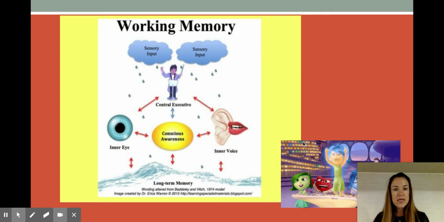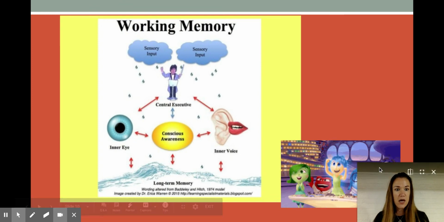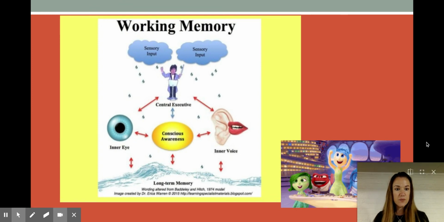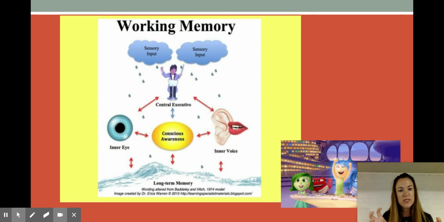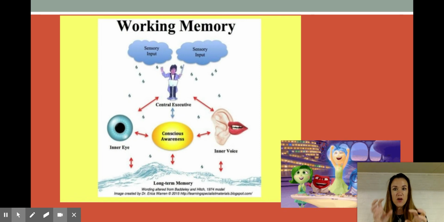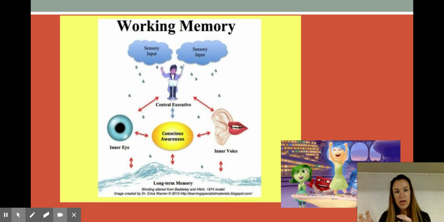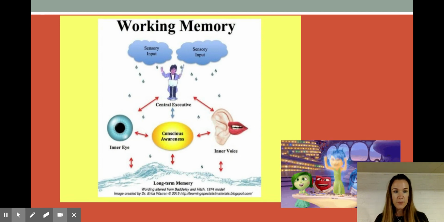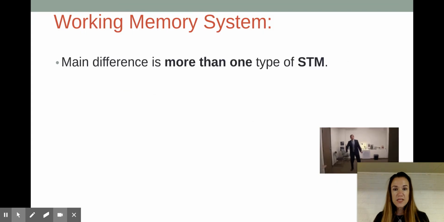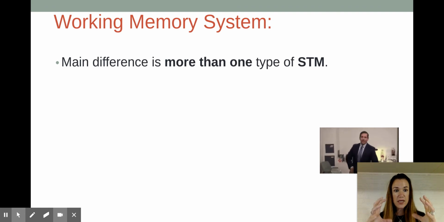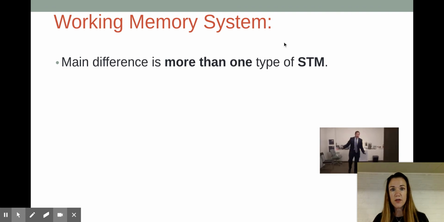And for me, it reminds me of the movie Inside Out. So if you've seen Inside Out, that is all about the little emotions that live in your mind. So this isn't really tied to emotion, but it's saying that there are different parts working in your brain for working memory. And let's go through what those are right now. So the main difference is that there's more than one short-term memory, okay? And again, we're zooming in on that store of the multi-store model.